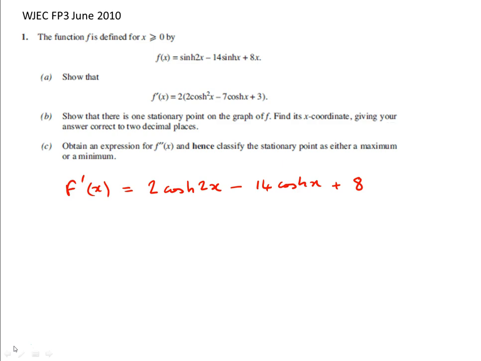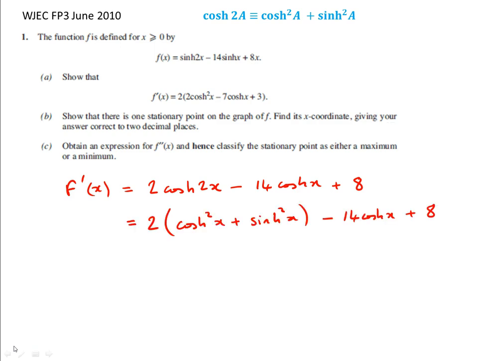Now that isn't quite the expression they were asking us to get. The expression they were asking us to get was one where we had f dash x as a quadratic in cos x. So we're going to need to use some of the results in the formula booklet again. We're told that cos 2x is the same thing as cos squared x minus sin squared x. So we can replace the cos 2x by cos squared x minus sin squared x.